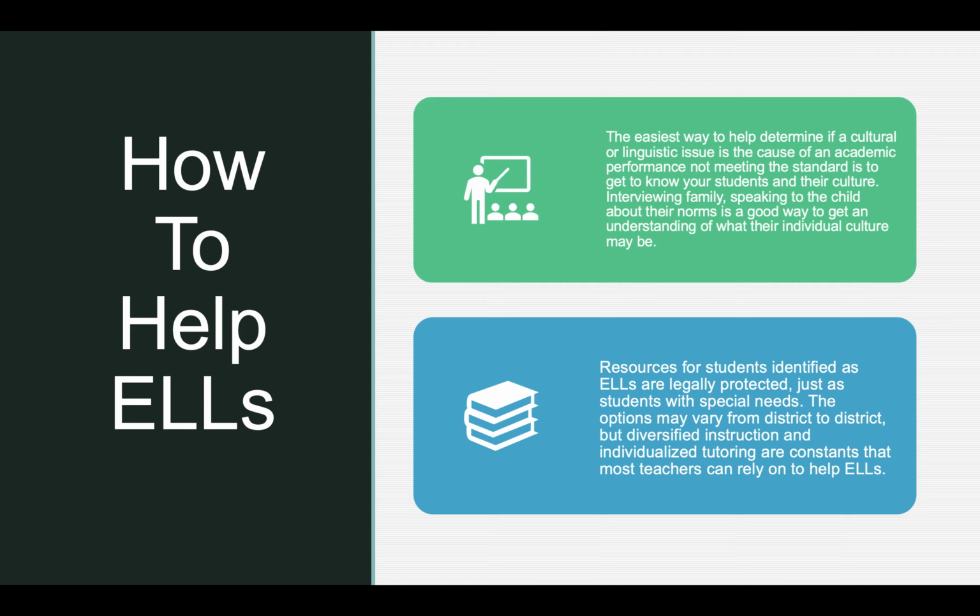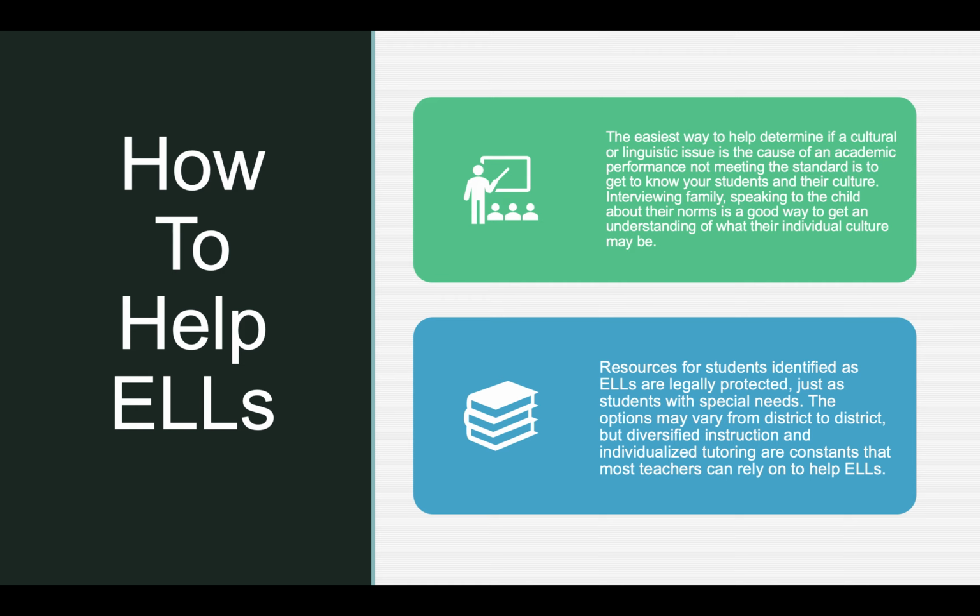How can we help English language learners in these areas? The easiest way to determine if a cultural or linguistic issue is the cause of academic performance not meeting the standard is to know your students and their culture. Interviewing the family and speaking to the child about their norms is a good way to get an understanding of what their individual culture may be.